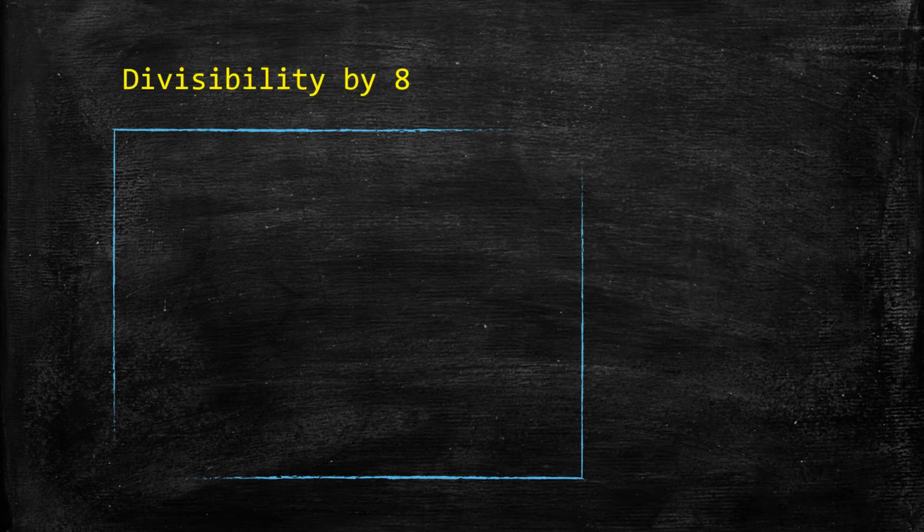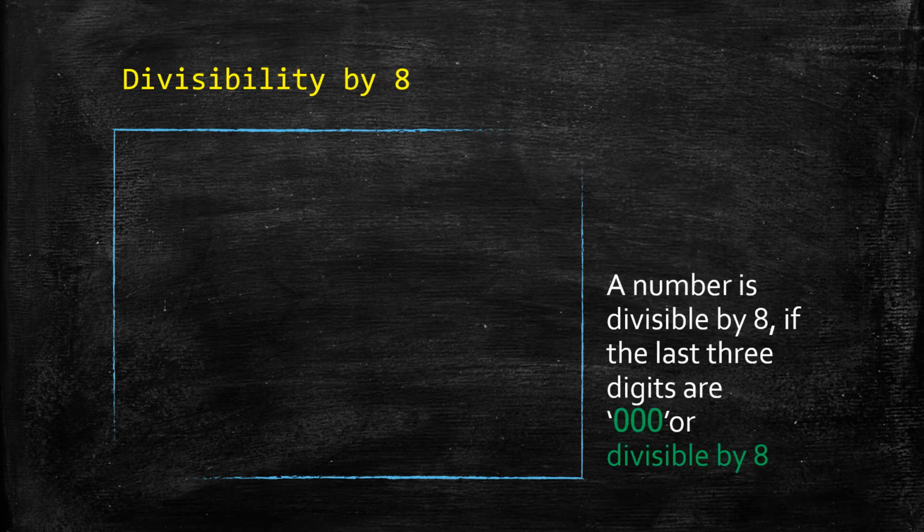The next rule, divisibility by 8. This is very similar to divisibility rule of 4. You should look at the last 3 digits. It should either be 000 or any number that will be divisible by 8.